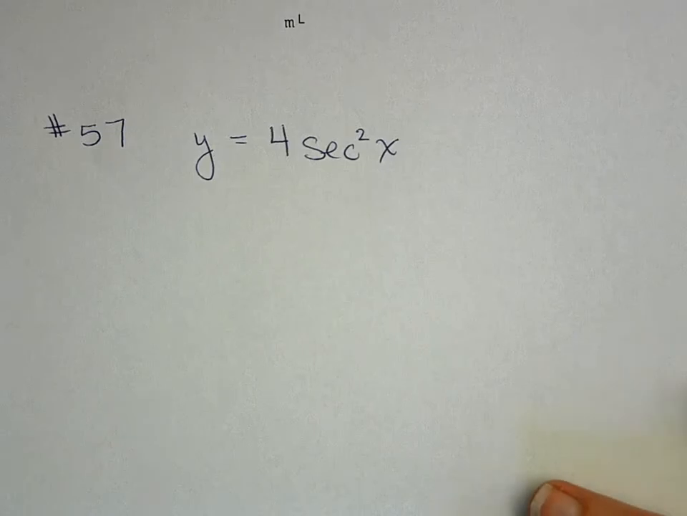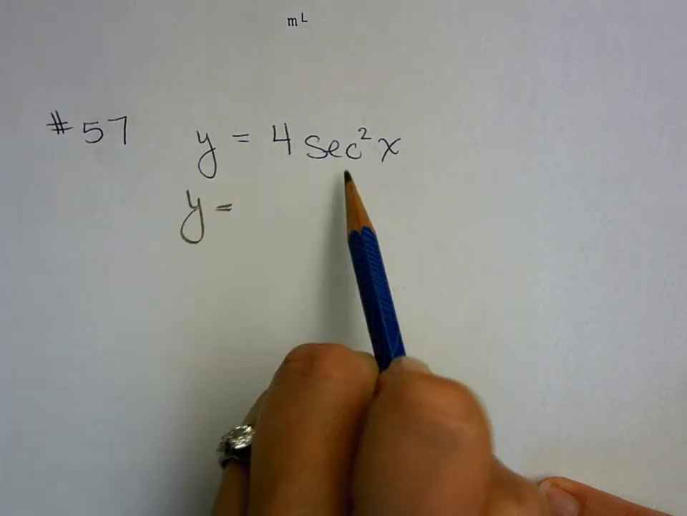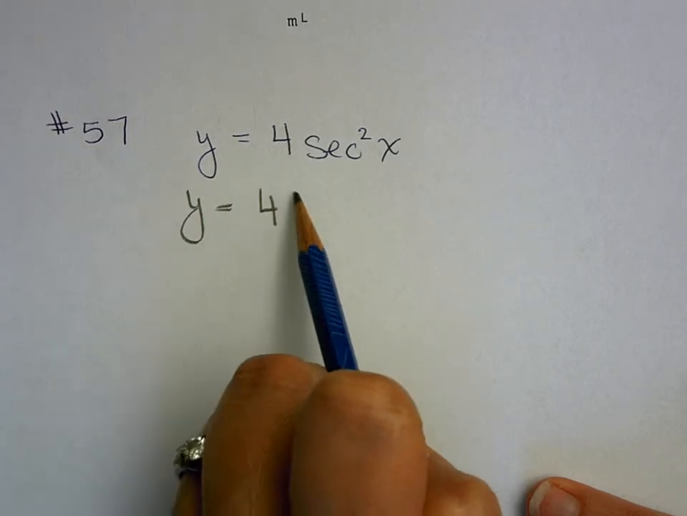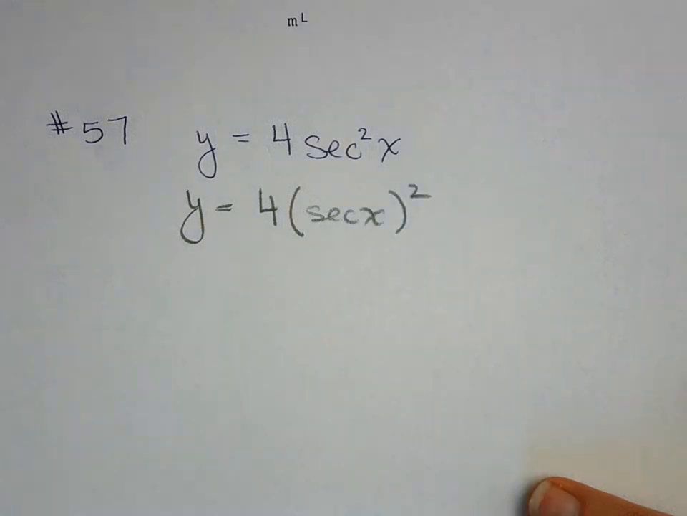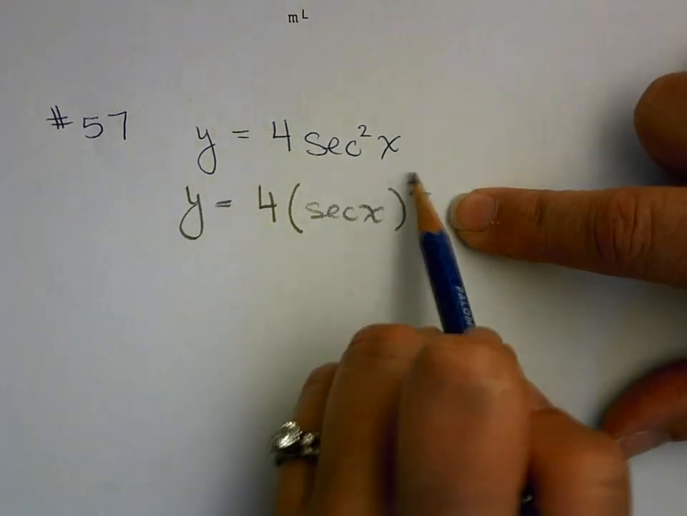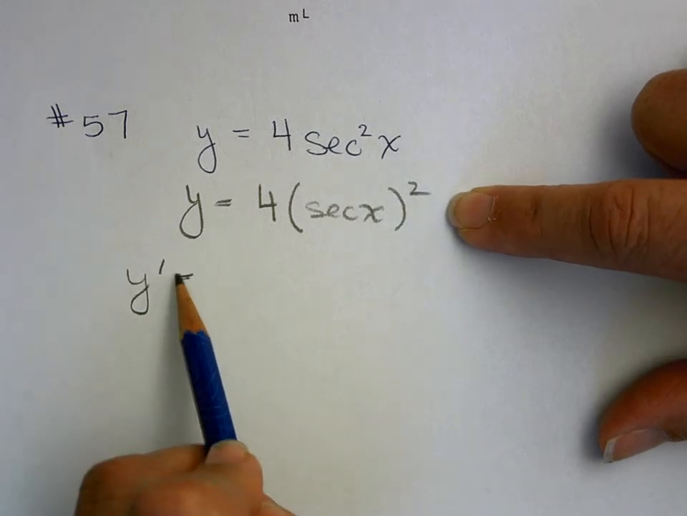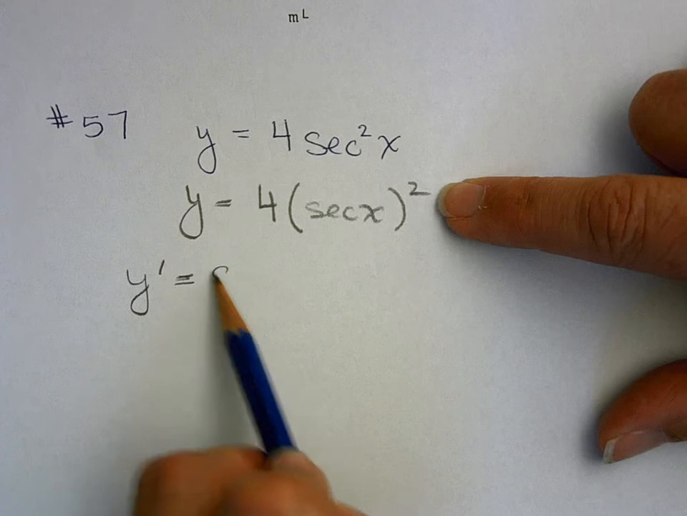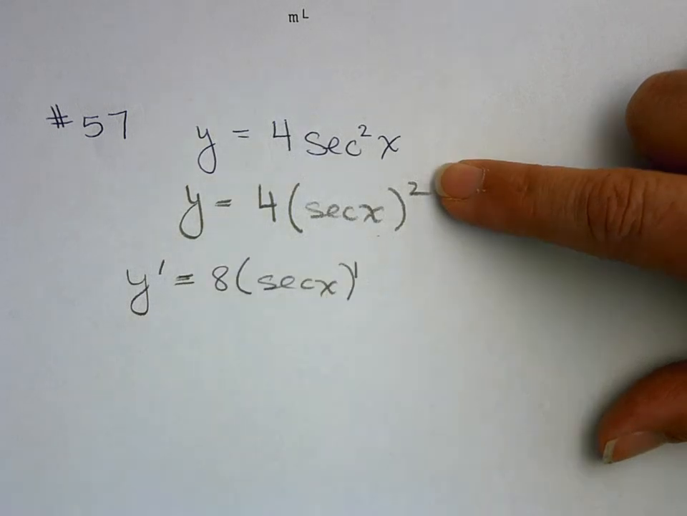And then number 57. Again, I want to do an algebraic rewrite here, or a notational one anyways. So this would be 4 times secant x, squared. And that just helps me see what I'm doing a little bit clearer. Now I'm going to do chain rule with power rule and a trig rule in there. So let's start with the power rule first. I'm going to bring the 2 down, leave the inside alone, and reduce the power by 1.